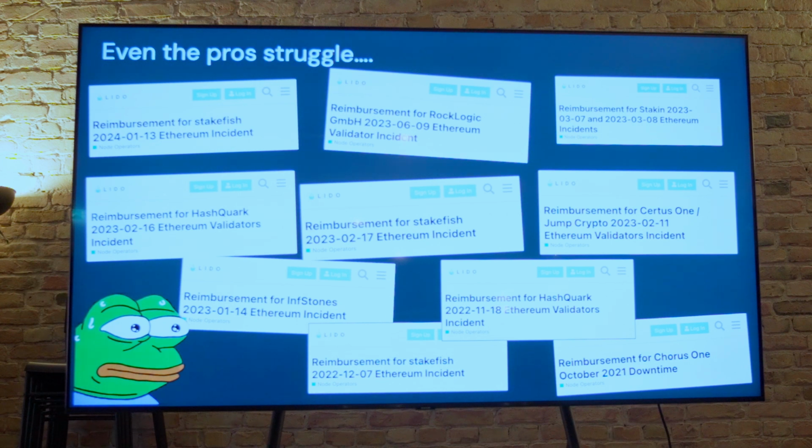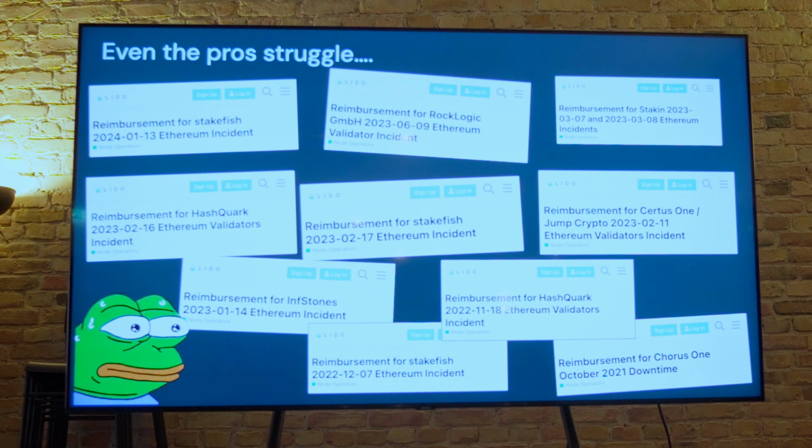These are from recently until 3 years ago. So they've kind of always happened. These are the professional node operators, and these are just downtime incidents. And they're basically telling Lido, hey, look, we're sorry. Here's why we were down. Here's what we did about it to get back up online.